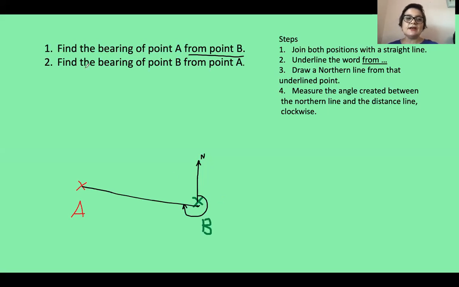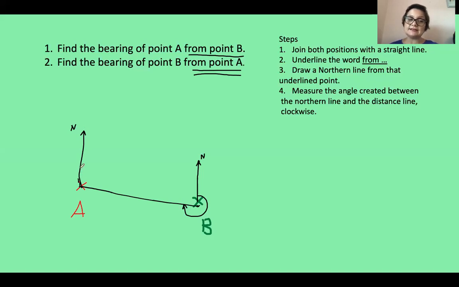Okay, now next would be to find the bearing of point B from point A. From point A, I'm going to underline this with two lines, from point A. And that means I have to draw a northern line from point A. So on this point here, a lovely long northern line, just like that, okay? Put an N, it is very important, and the arrow sign to show the direction of the northern line, so it's vertically upright. And then now, can you calculate the bearing?